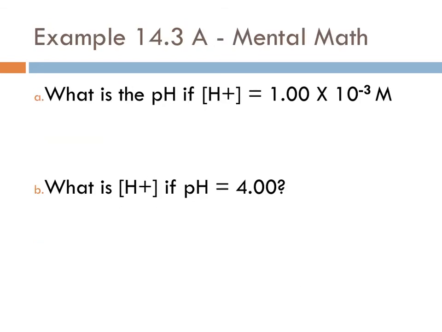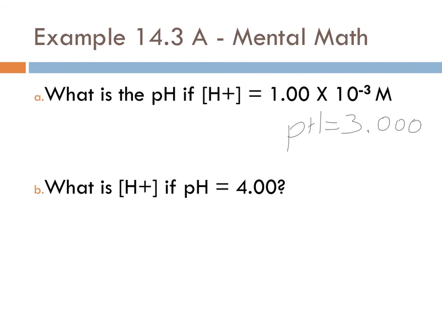Some mental math here, just so you know how logarithms work. These clean numbers, 1.0 times 10 to the something. What is the pH if the hydrogen is 1.0 times 10 to the negative third? Negative logarithm of that, pH is going to be 3. And technically here, if there are 3 sig figs in that concentration, I want 3 decimal places in my logarithm, 3.000.